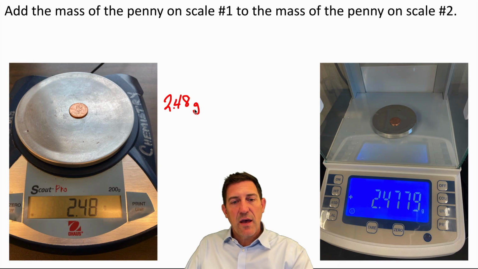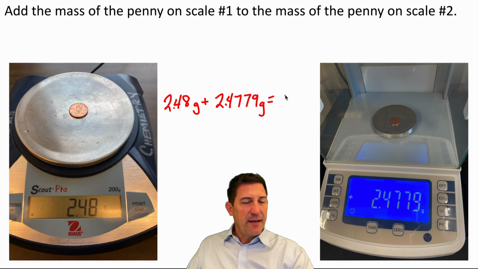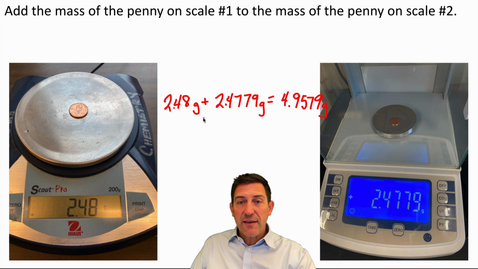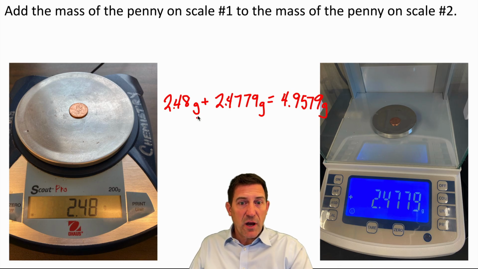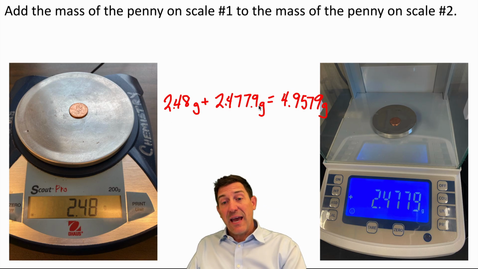2.48 grams plus 2.4779 grams. It equals 4.9579 grams. But remember, we can't leave it that way. We just learned the process that when we have addition, we need to look at both parts of the problem and show that same precision in our answer.